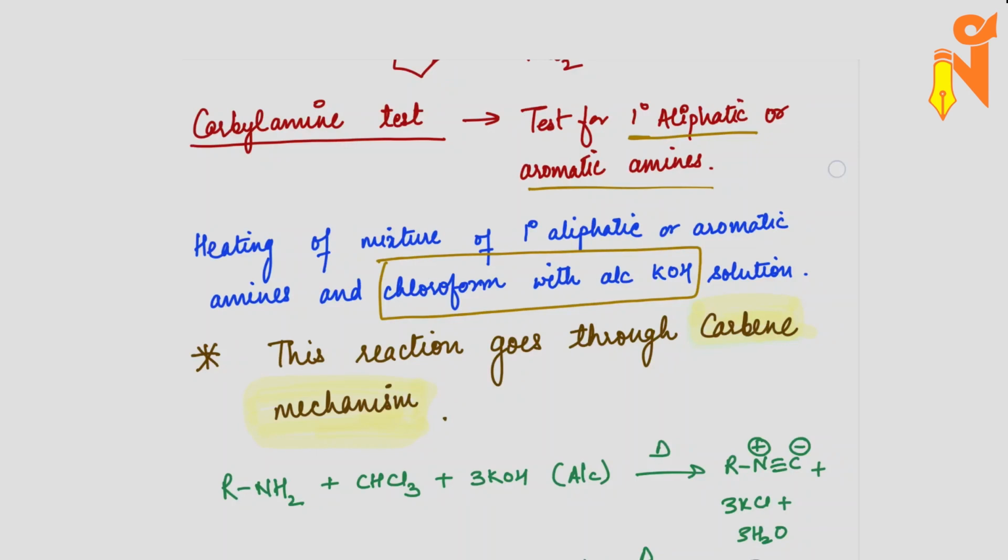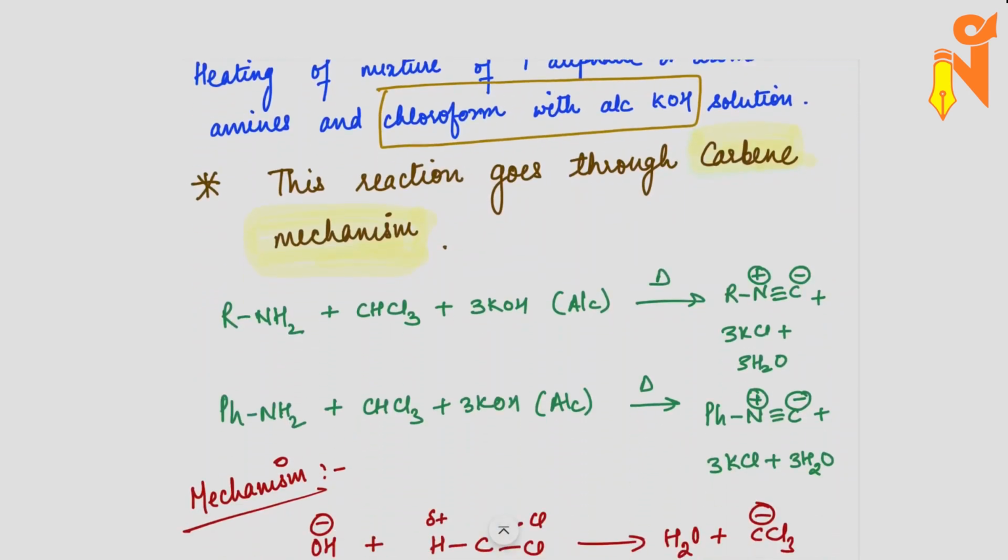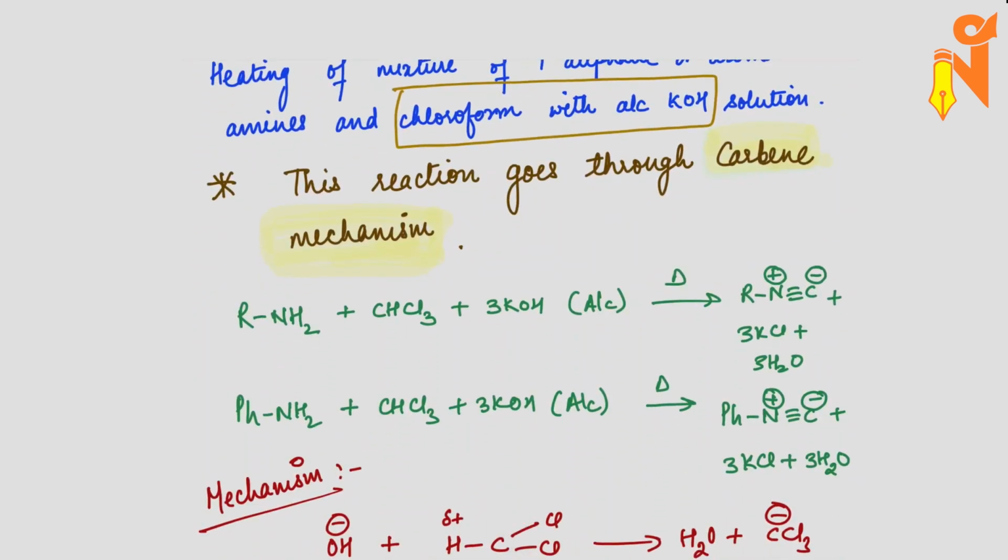Now, what is the important thing about this reaction? This reaction goes through a carbene mechanism. We have done the nitrene and carbene reactions in detail in the class, and when we did the Reimer-Tiemann also, we figured out that the CHCl3 and KOH reaction goes through the carbene mechanism. Similarly, here also the reaction goes through the carbene mechanism. Pretty much similar steps are there in Reimer-Tiemann as well as in this reaction.